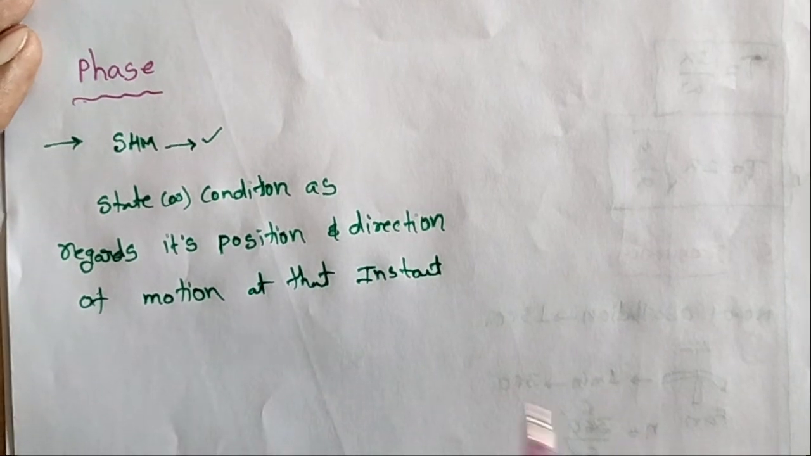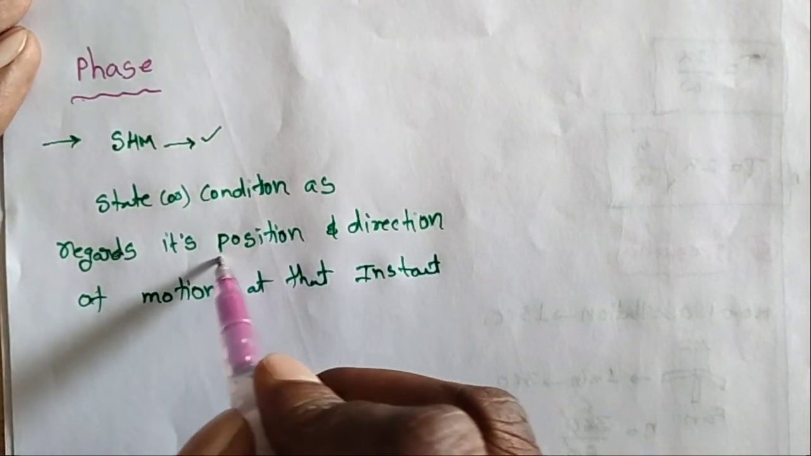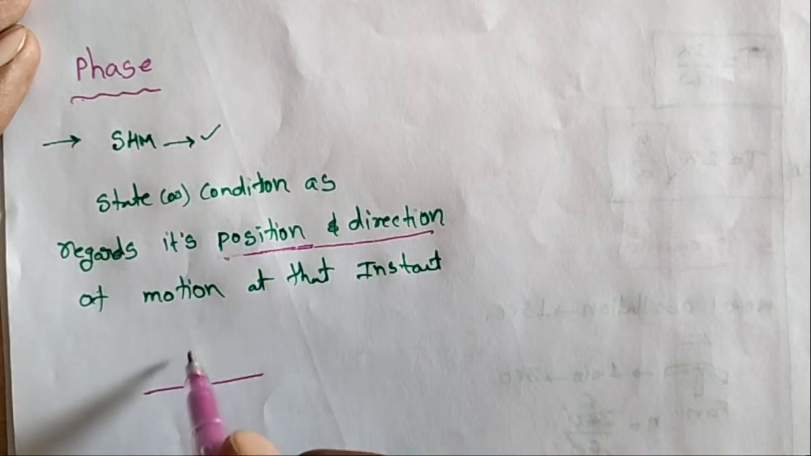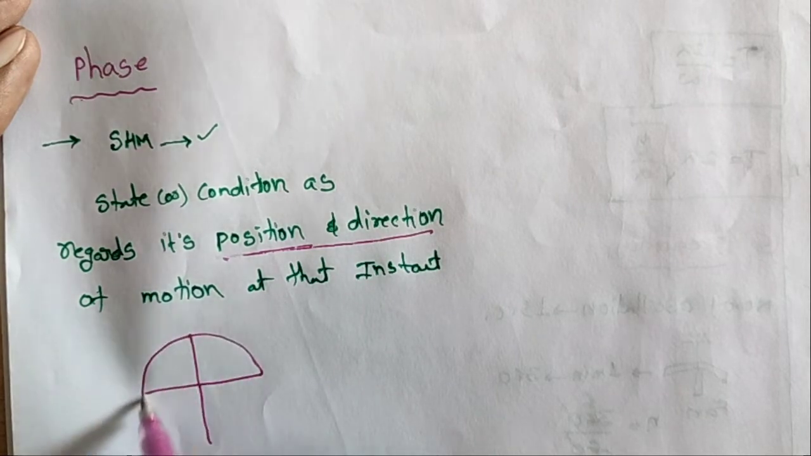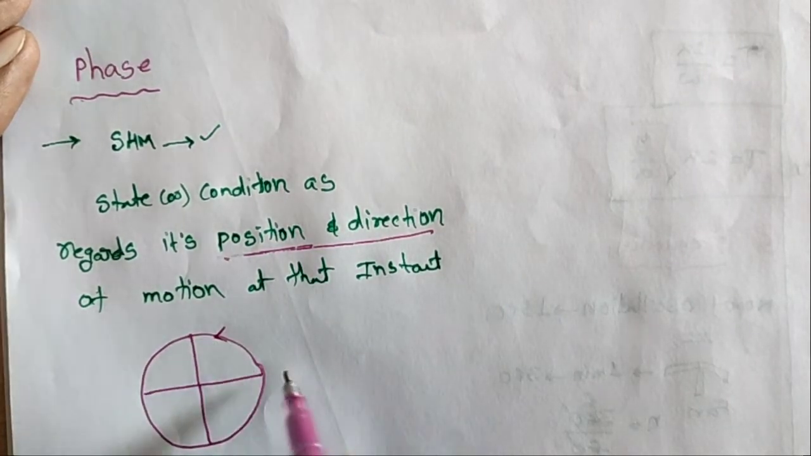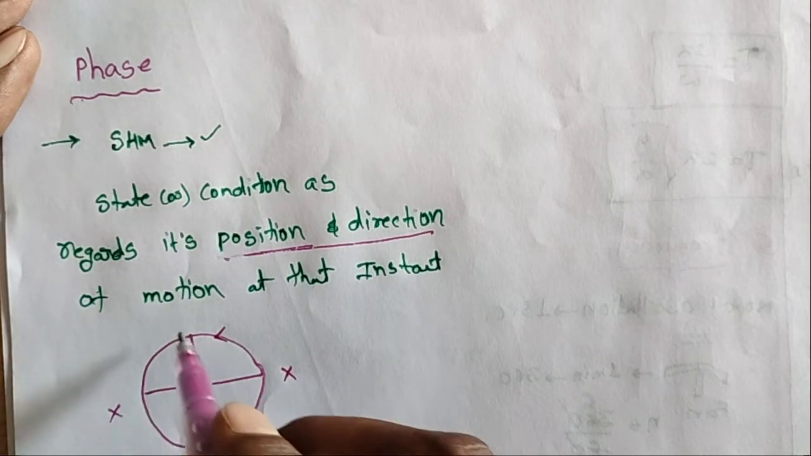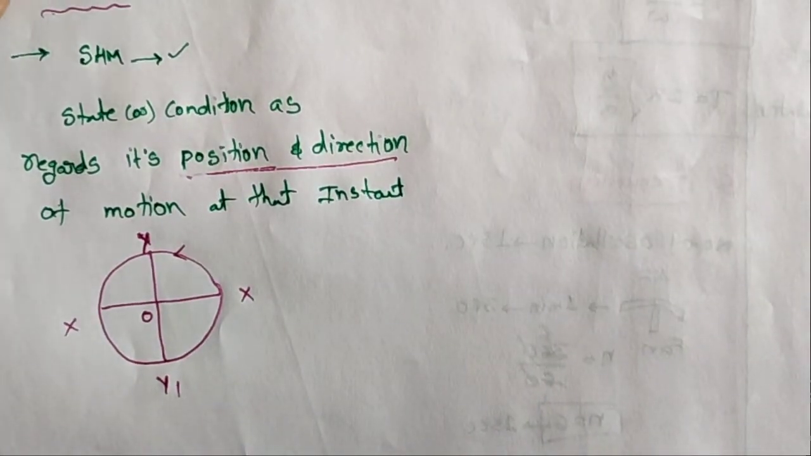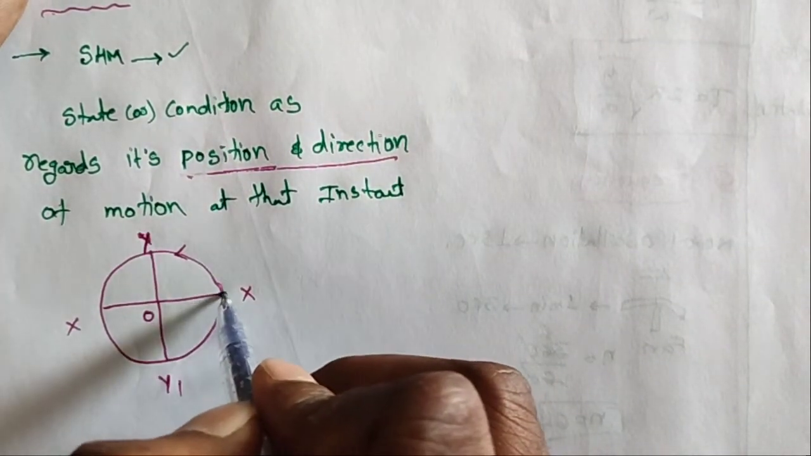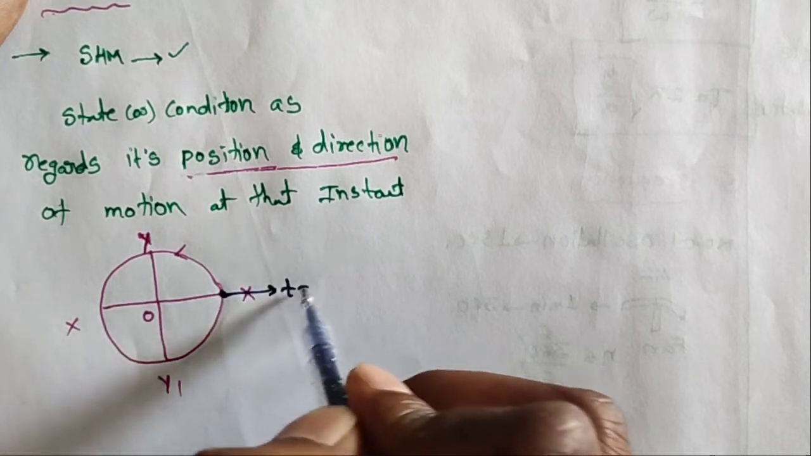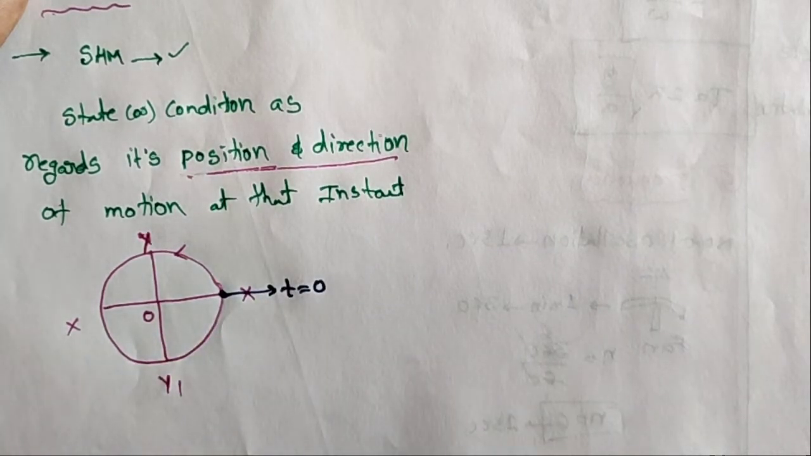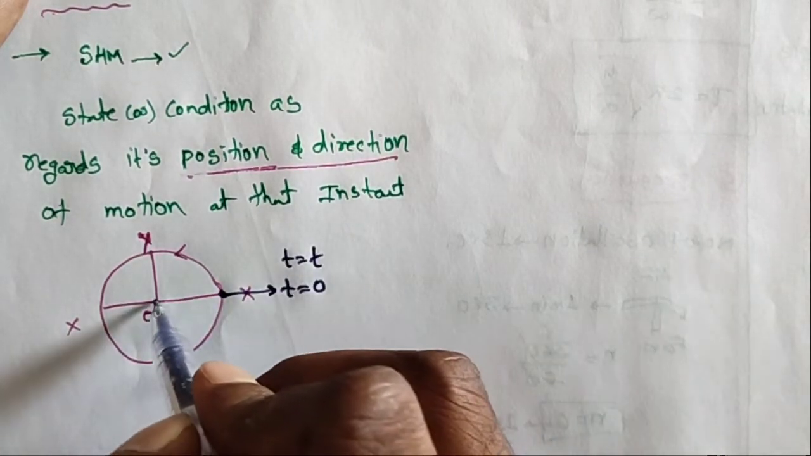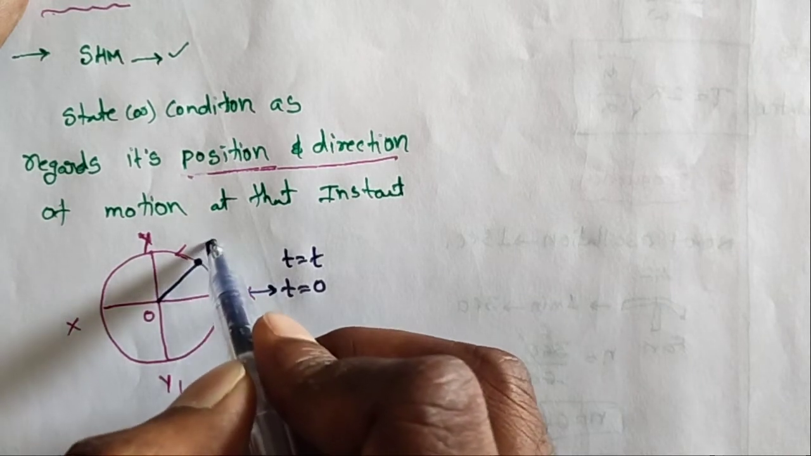So what is the meaning of the phase? The phase in simple harmonic motion explains the position and direction of the particle. For example, here the particle is moving in circular motion, with x o x dash, y o y dash. We know that very well. Here the particle is at the mean position at t is equal to 0, the starting position. After some time, t seconds, the particle reaches one point. I am taking this point as p dash.